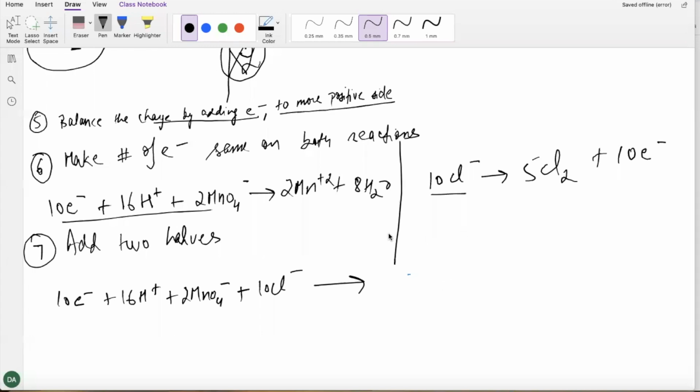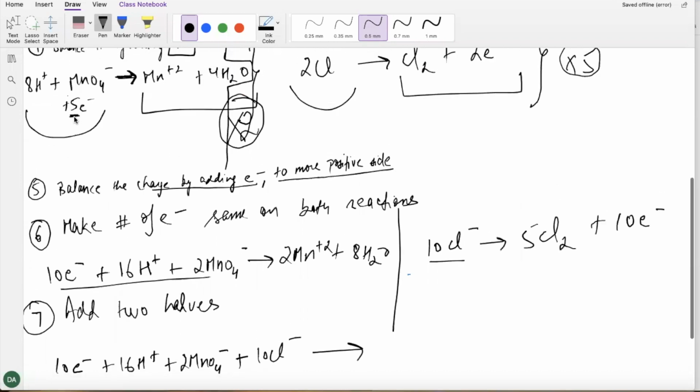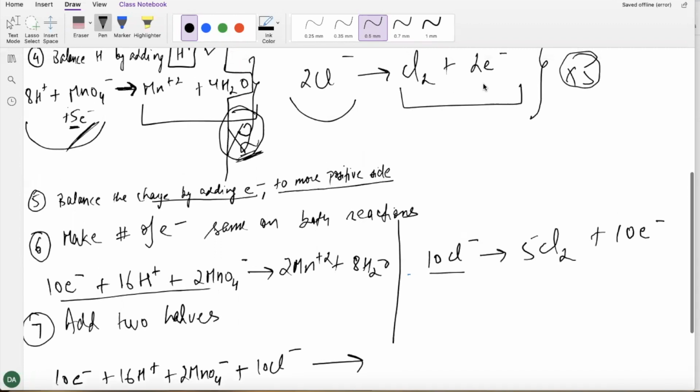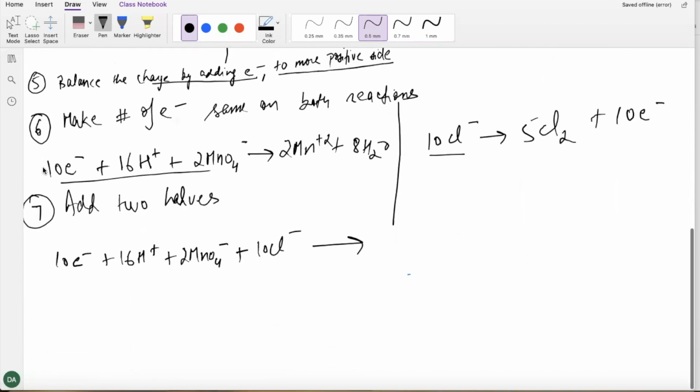Where did the 10 electrons come from? It came from, you see these 5 electrons? This 5 was multiplied by 2, right? Because we wanted the electrons to match on both sides. Because the right-hand side had 2 electrons, we're multiplying this side by 5. And this one was 5 electrons, so we're multiplying it by 2 so that we get 10 electrons on both the sides. Okay.